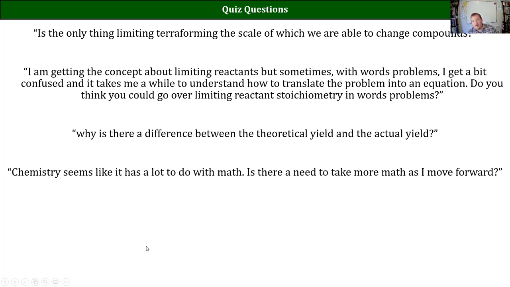I have not finished getting through all the quizzes yet, but these are some of the questions that people have asked thus far. We'll start with a random one while everybody's still getting here. One student asked, what is limiting terraforming? Terraforming being the process of changing the environment of an entire planet.